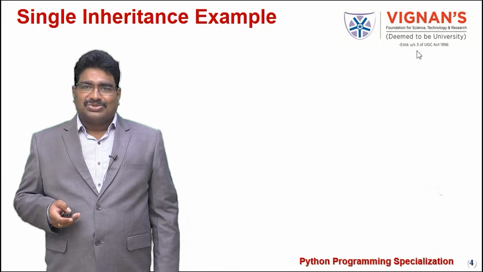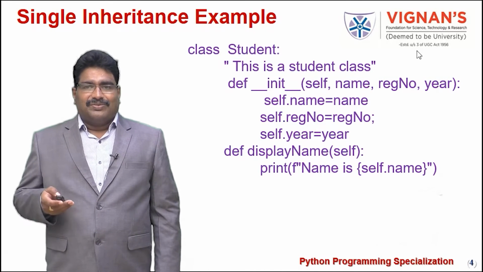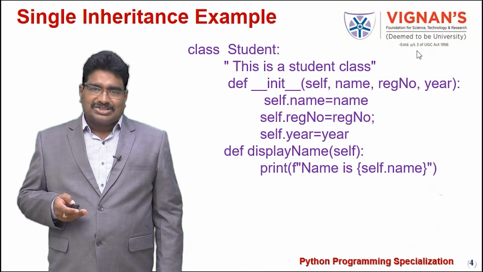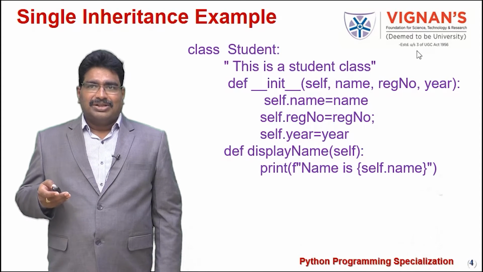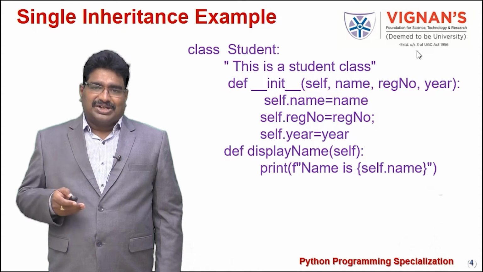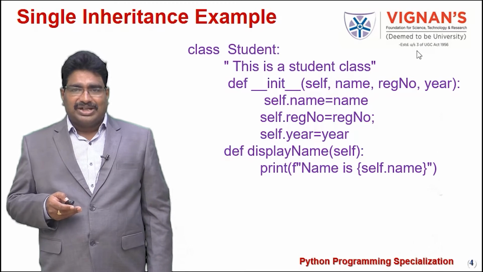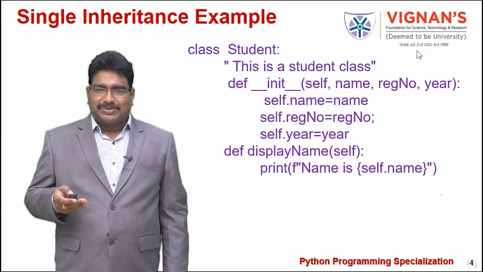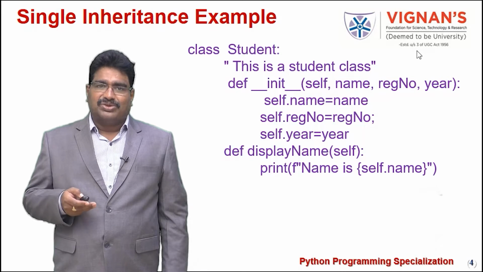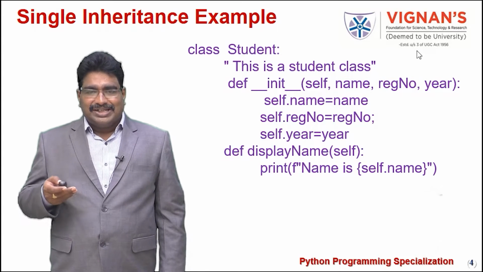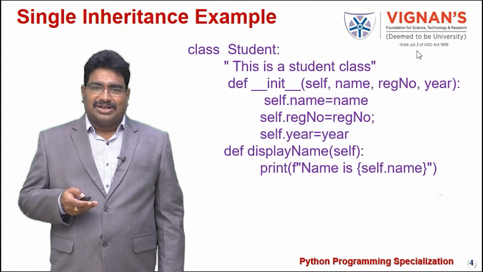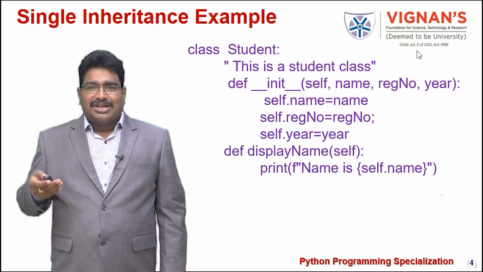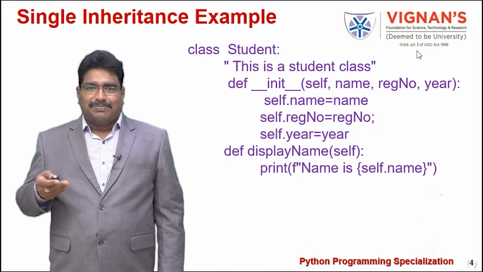First, we create the Student class, and here we are assuming that the Student class consists of the register number, name, and the year of study. So we want to create the Student class. For that reason, we are using class Student. Next we are using __init__. It is the constructor in the Student class, and it takes name, register number, and year as the parameters.